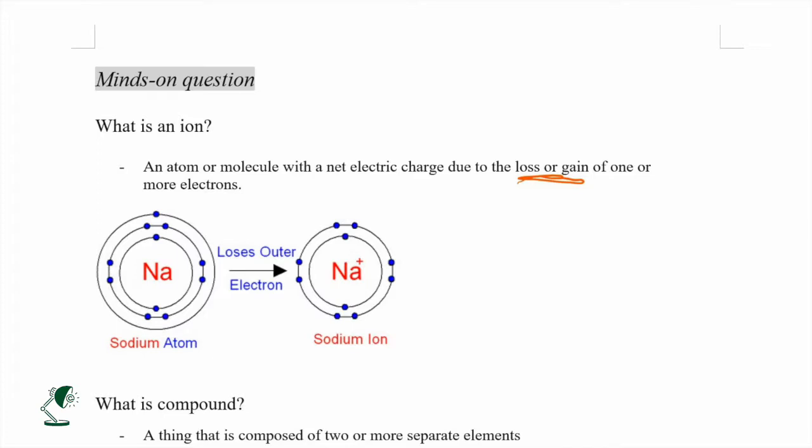So basically, this is your neutral sodium atom, and when you take one electron out, or you can even add one, but in this case you take it out and lose one outer electron, right? Since you lose one negative electron, you'll get a positive charge, and this will be your ion, which is the sodium ion. Okay.